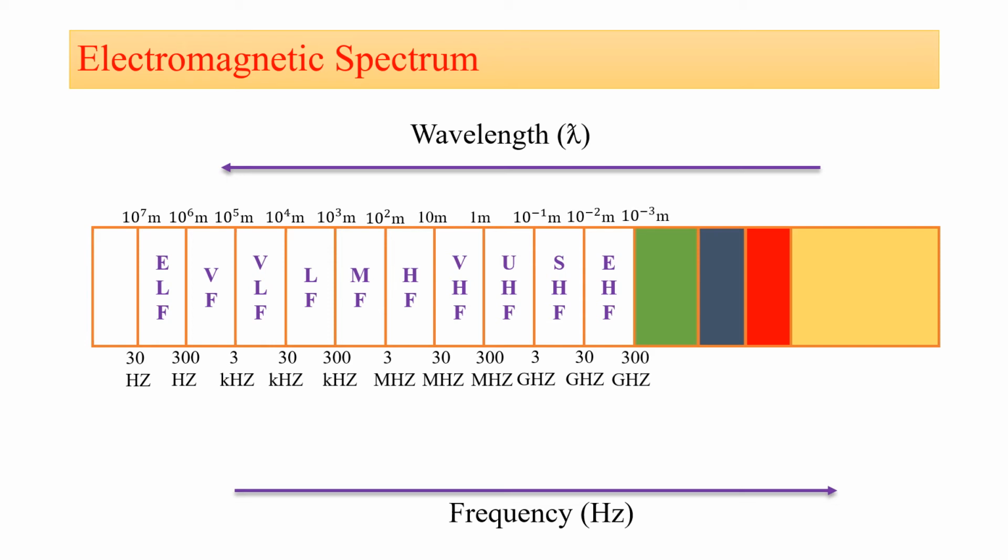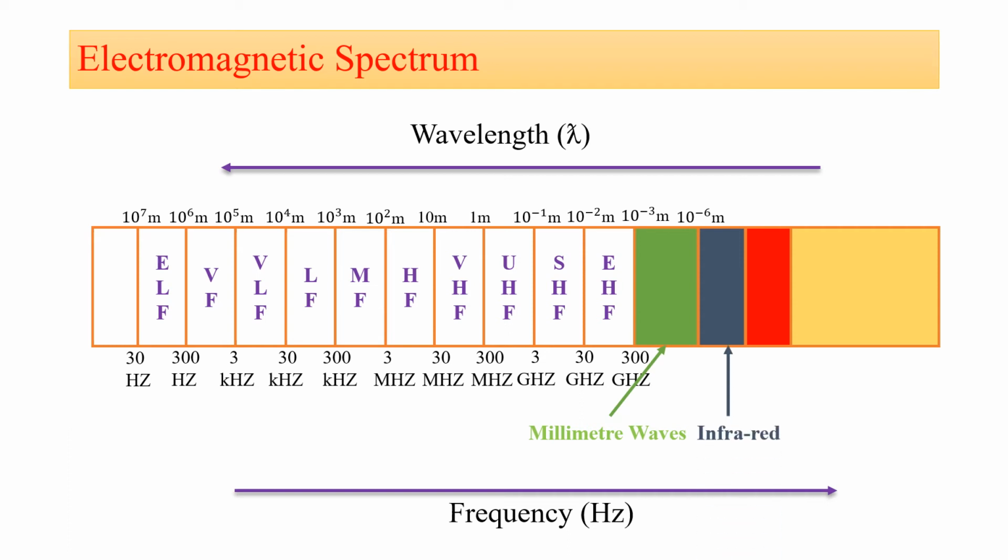And the last frequency band, that is EHF, that is extremely high frequency, and the frequency for the extremely high frequency is in between 30 GHz to 300 GHz, and the wavelength is in between 10 raised to minus 3 meter to 10 raised to minus 2 meter. Now the next frequency band is for the millimeter waves, and the wavelength for the millimeter waves is in between 10 raised to minus 3 meter to 10 raised to minus 6 meter.